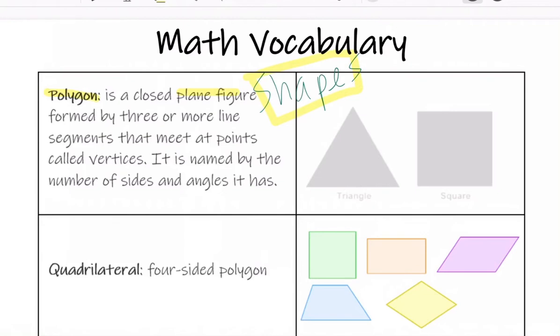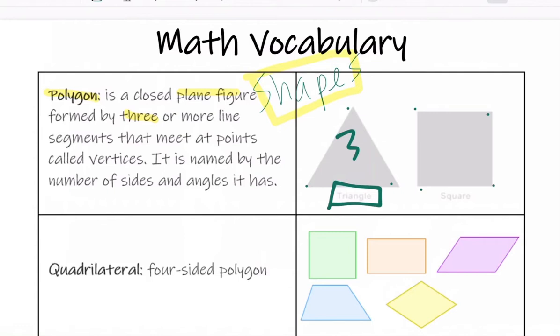So polygons are formed by 3 or more line segments. So the smallest polygon we can have is 3, which is a triangle. And they meet at these points called vertices, and we know that vertices from last week are at the end or at the tips of these shapes, the polygons. It's named by the number of sides and angles it has. So triangle is 3. So there's 3 angles, 3 sides, 3 vertices.